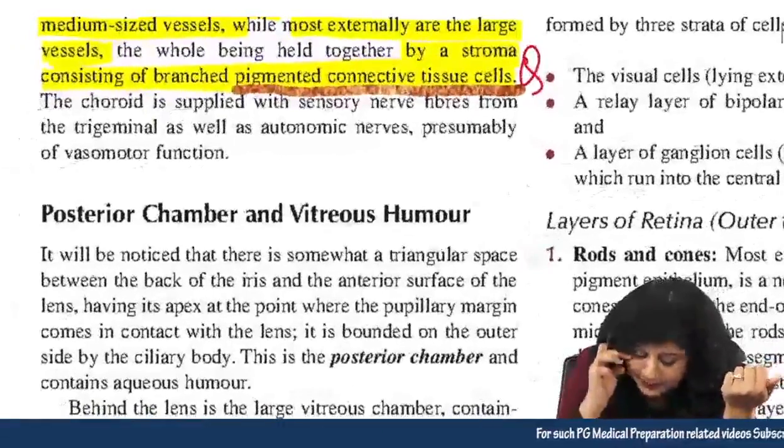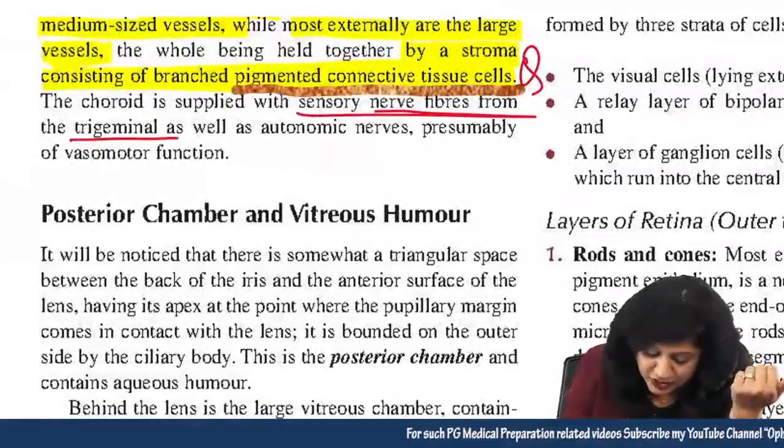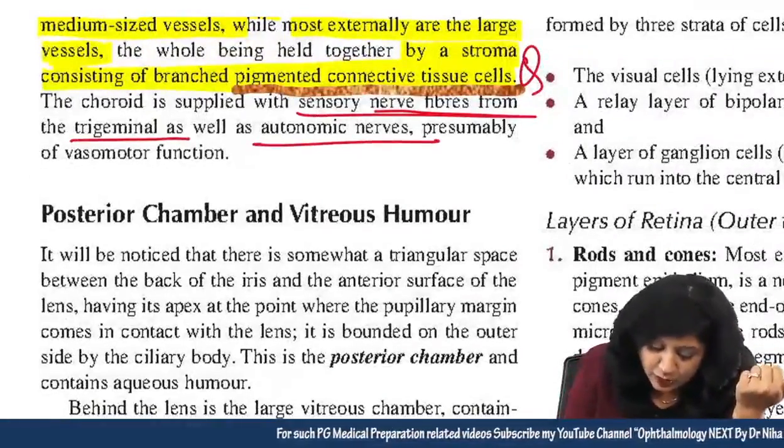The choroid is supplied with sensory nerve fibers from the trigeminal as well as autonomic nerves, presumably of vasomotor function.